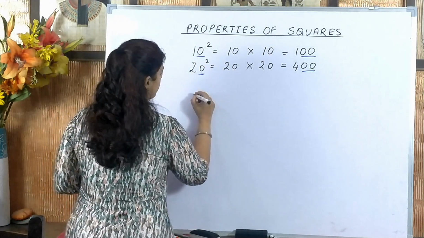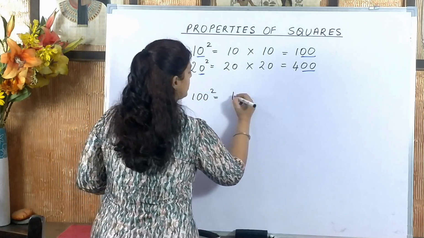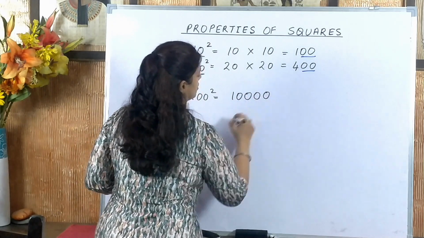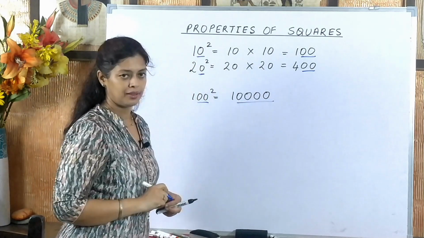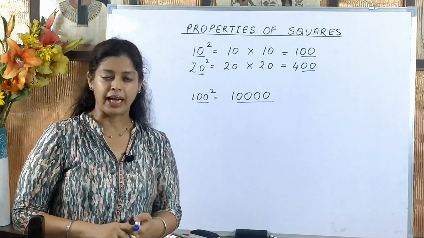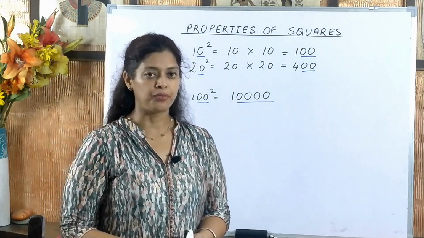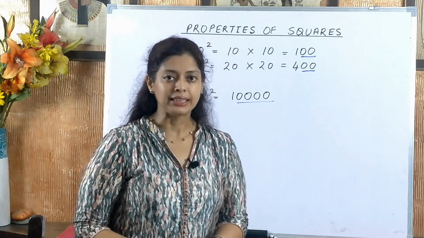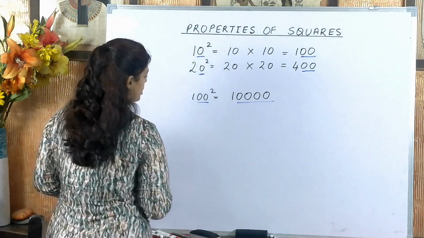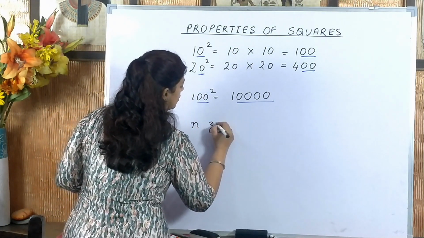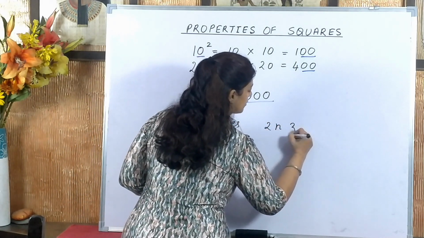Now if I take 100, 100 square is equal to 100 multiplied by 100, which is 10,000. Over here the original number ends in 2 zeros, its square ends in 4 zeros. Similarly, if the original number ends in 3 zeros, its square will end in 6 zeros. So I can say the square of numbers ending in 0 will have twice the number of zeros than the number itself. So in general, if the original number ends in n zeros, the square will end in 2n zeros.